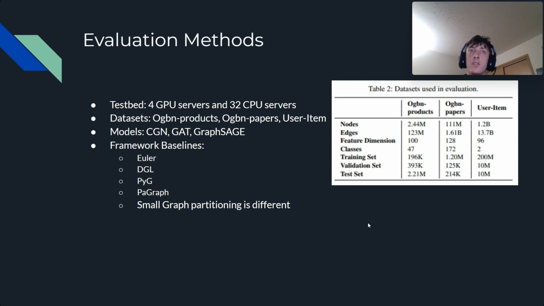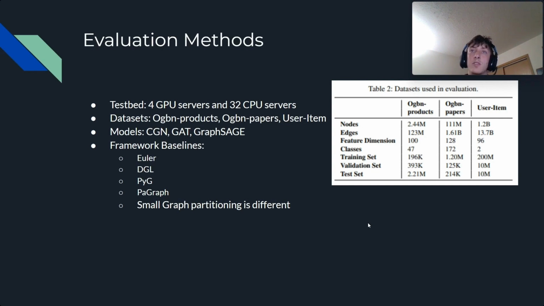The authors chose Euler, which is a distributed graph learning system built in TensorFlow, DGL. DGL is a deep learning library for graphs and is compatible with multiple frameworks. PyG is an extension of PyTorch, which is a deep learning network specifically made for graphs. Finally, PA-Graph is a sampling-based graphic neural network that supports the static caching on GPU.